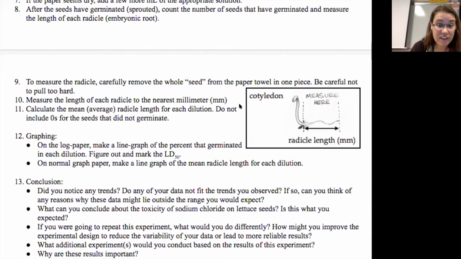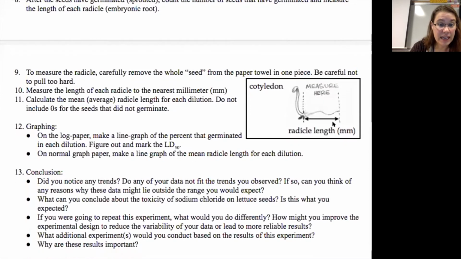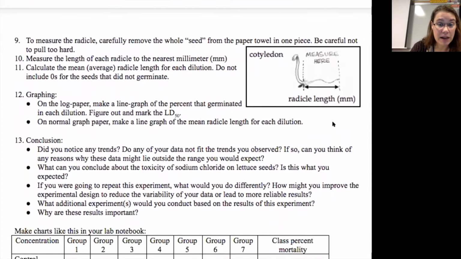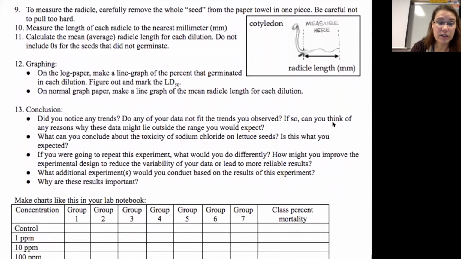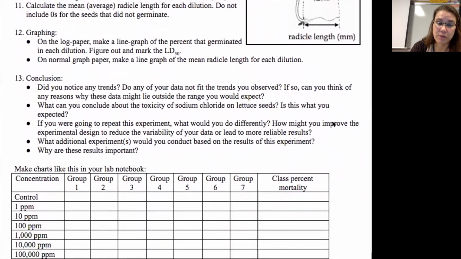You're going to carefully remove the whole seed from the paper towel in one piece. Be careful not to pull too hard, and measure the length to the nearest millimeter of this radicle. You're going to calculate the mean or the average radicle length for each solution. Do not include zeros for the seeds that did not germinate.